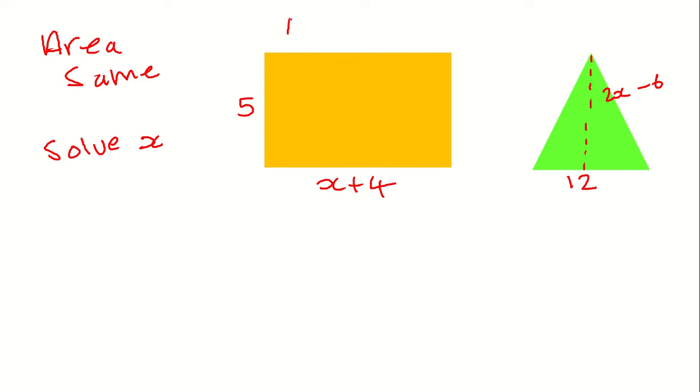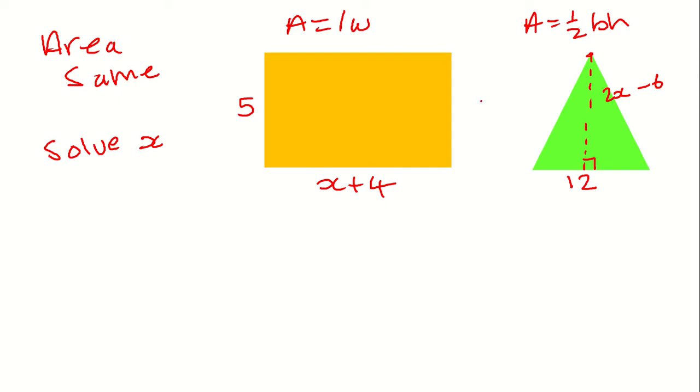And then try to get some sort of equation. So step one, the area of a rectangle. Maybe pause the video and try the question. The area of a rectangle is length times width. And the area of a triangle is a half base times height. So the base is the bottom. The height is the perpendicular height from the base to the top.